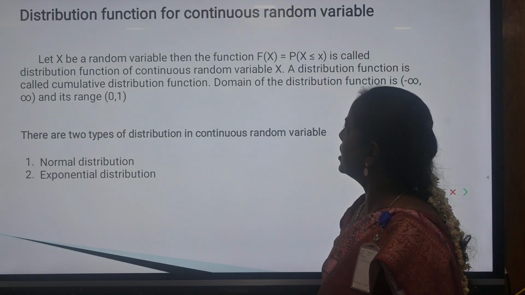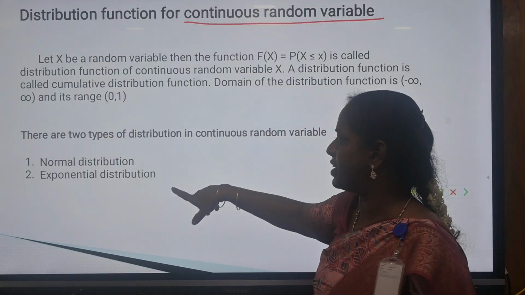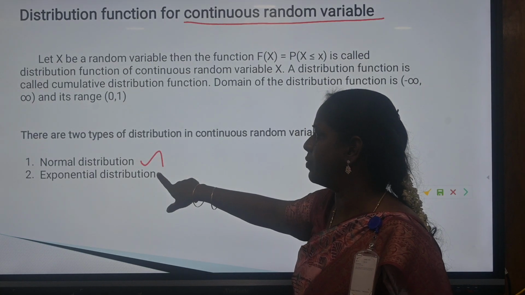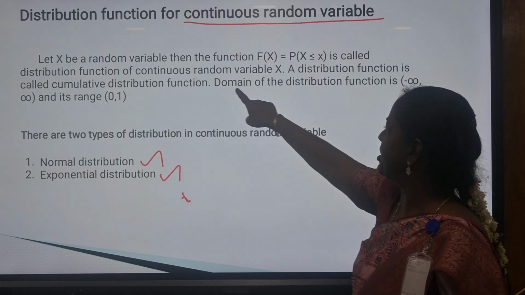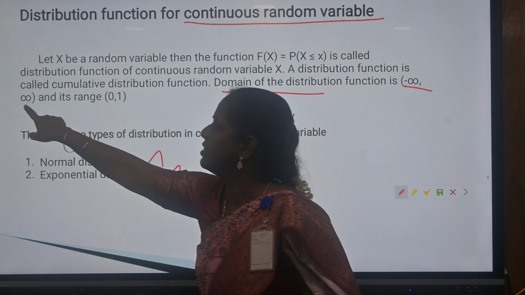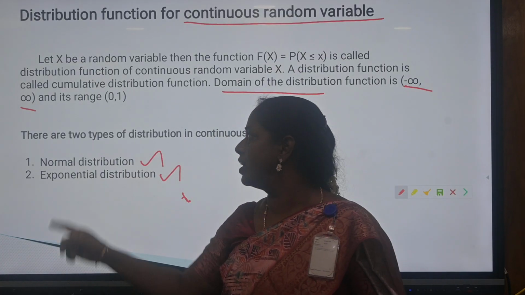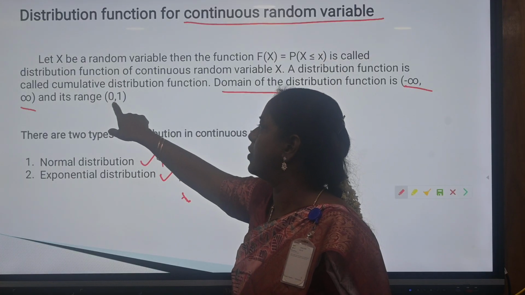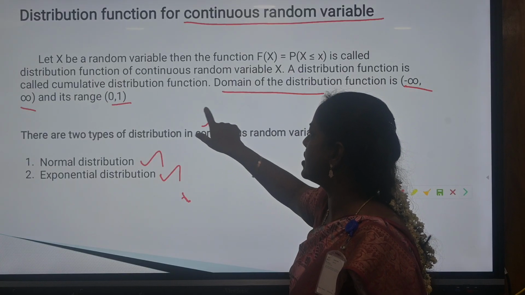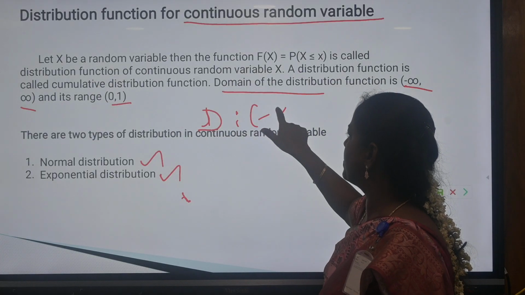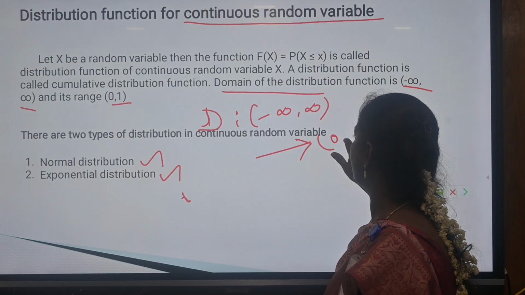Next, for the continuous random variable, we have two distributions. First one is the normal distribution, second one is the exponential distribution. For a continuous random variable, the domain of the distribution is minus infinity to infinity, and the range set of the distribution is 0 to 1. Now we can write the function for this: the domain set is minus infinity to infinity, and the codomain is 0 to 1.